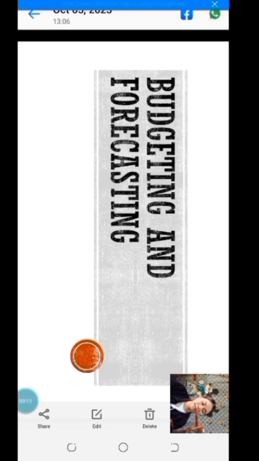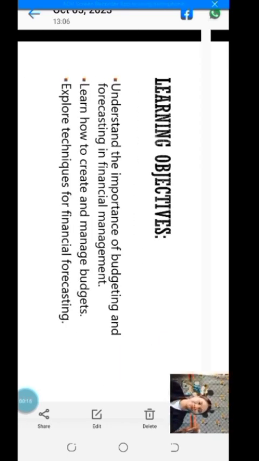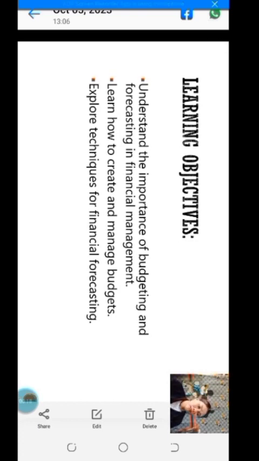So, our topic is all about budgeting and forecasting. The learning objective of this topic is to understand the importance of budgeting and forecasting in financial management. Then, learn how to create and manage budgets. Then, explore techniques for financial forecasting.